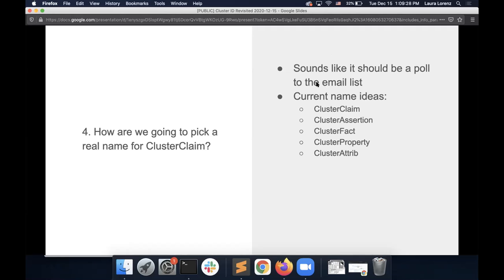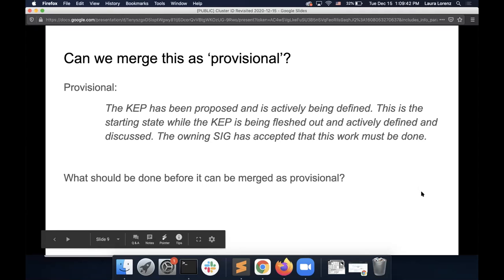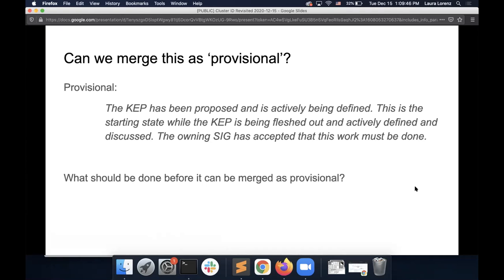Speaking of, can we merge this as provisional? Maybe you all already know, but this was the definition of provisional. I'm new to Kubernetes governance, so I needed to read it. Go ahead. I was just going to ask what should be done before it can be merged as provisional. I think if you incorporate the feedback from this meeting, I would personally feel comfortable merging it as provisional. Okay, cool. Any other feelings, thoughts?